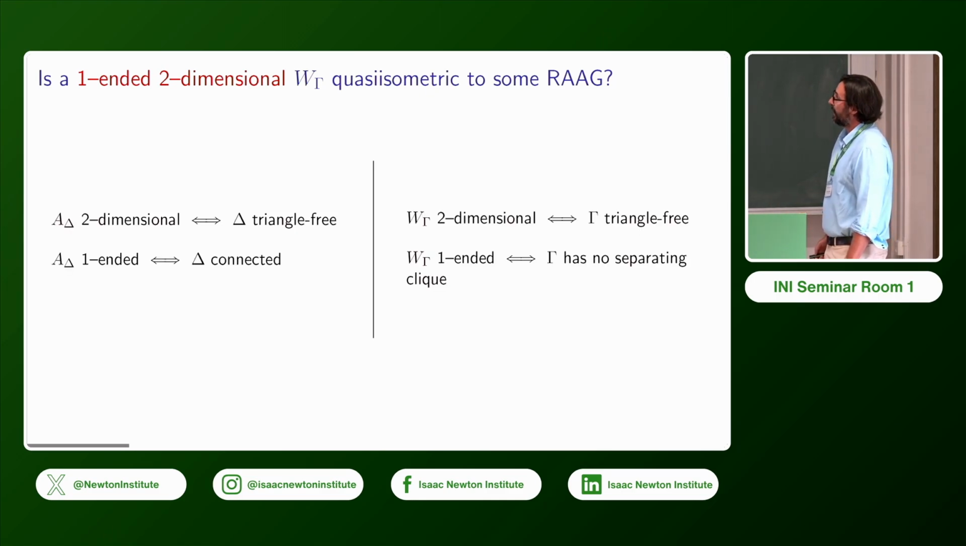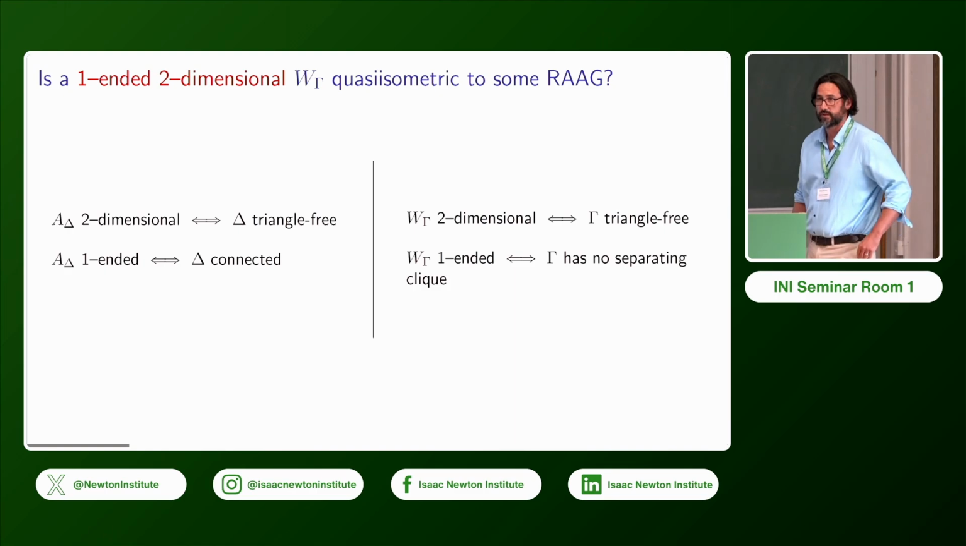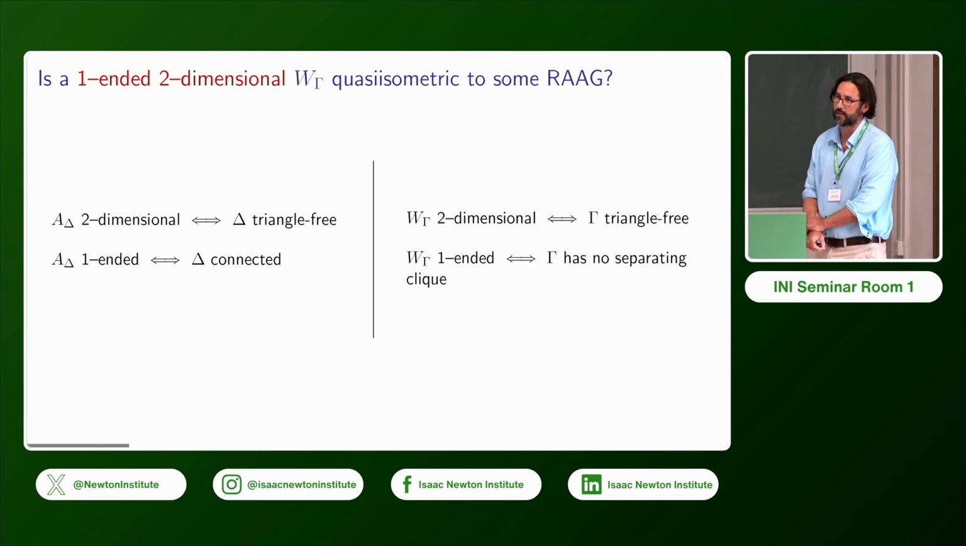In terms of the graph, two-dimensional in both cases means that the presentation graph is triangle-free. And for the one-endedness, on the RAG side, that means your presentation graph is connected, and on the Coxeter group side, that means your presentation graph has no separating clique.